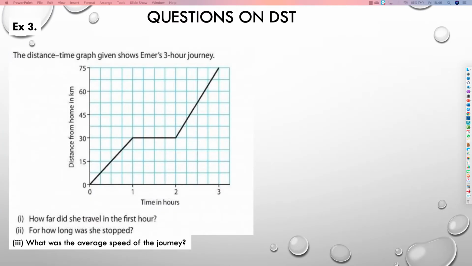Right, I drew this distance-time graph, a 3 hour journey. How far did she travel in the first hour? 30 kilometers, good stuff. How long was she stopped for? She stopped for an hour. What was the average speed of her journey?